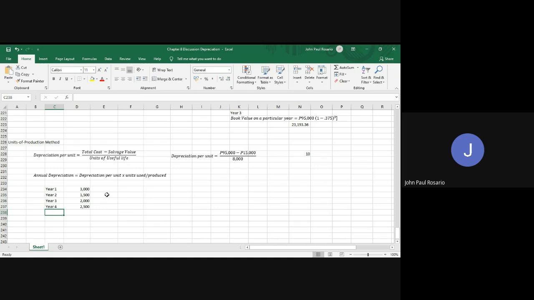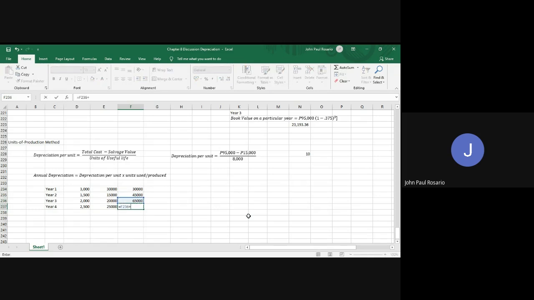With that in mind, our annual depreciation for year one is simply the number of hours used multiplied by the depreciation per unit, which is 10 pesos. So that's 30,000, and 15,000 for year two. For year three, that's 20,000. However, for year four, we don't know yet. Let's compute our accumulated depreciation here. That plus this one, and then that plus this one. It has not yet exceeded 80,000.